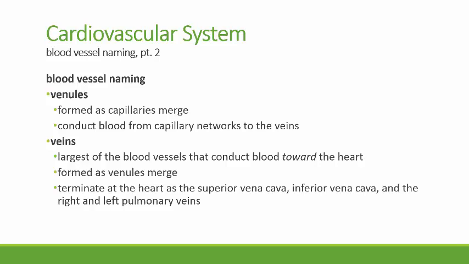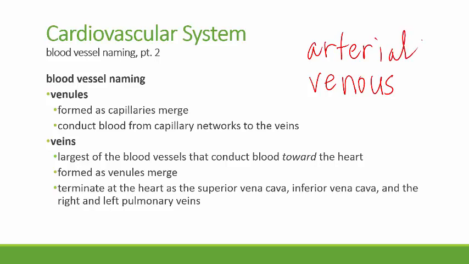So when I use that term venous, I'm spelling it like this: O-U-S. And as we talk about the arterial system, I'm spelling that word like this, not like arteriole. So these are the adjective forms of the venous system and the arterial system.